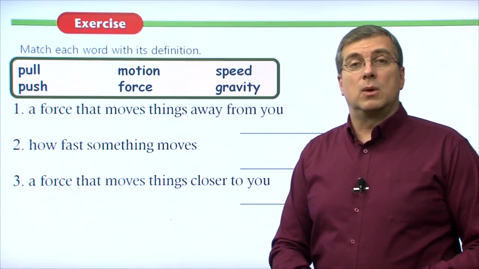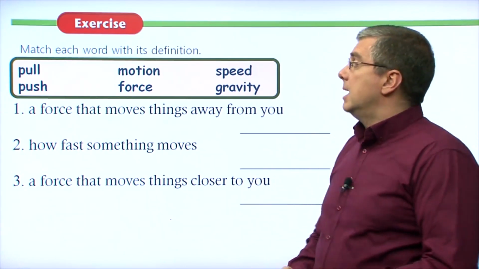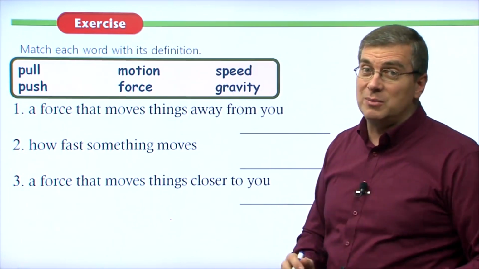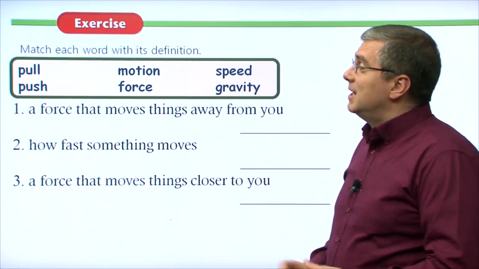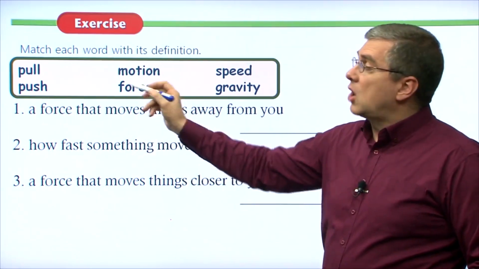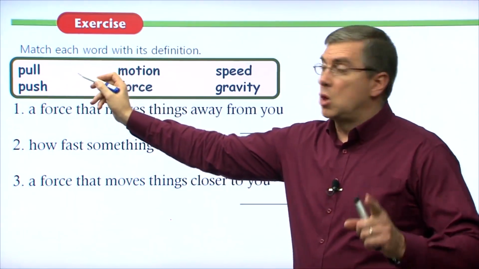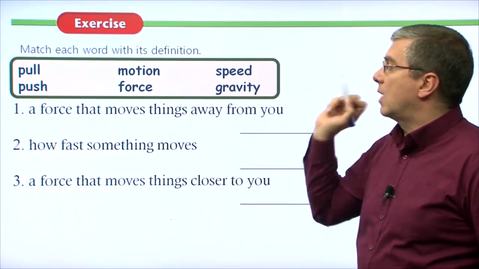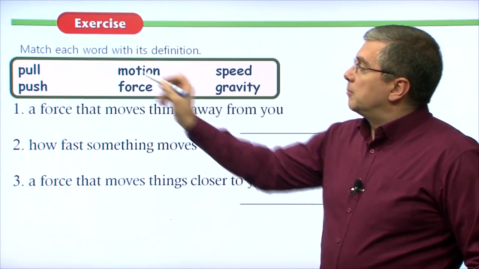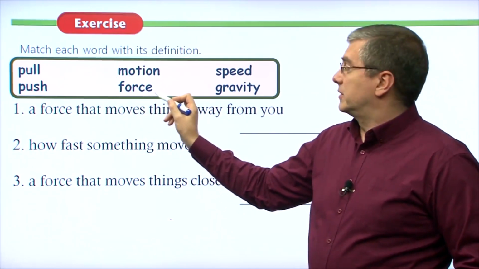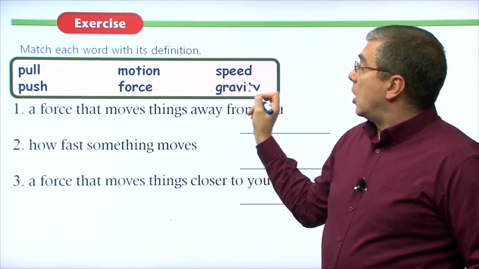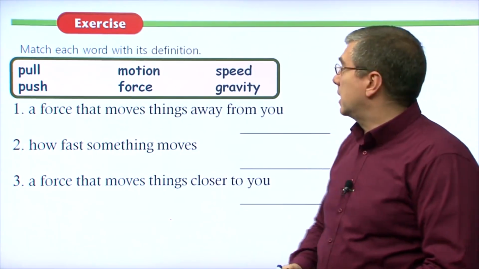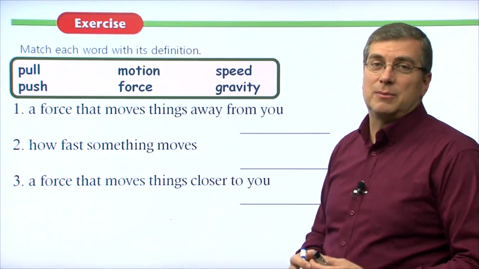Okay, so we finished with the words. Let's review. Let's take a look at these words and match them with their definitions. We just talked about them. So how good is your memory? Here are our words. Pull, motion, speed, push, force, and gravity. Remember that pull and push are types of forces, right? Also, gravity is a type of force. Motion is our whole idea that we're talking about, and speed is how fast something is moving.